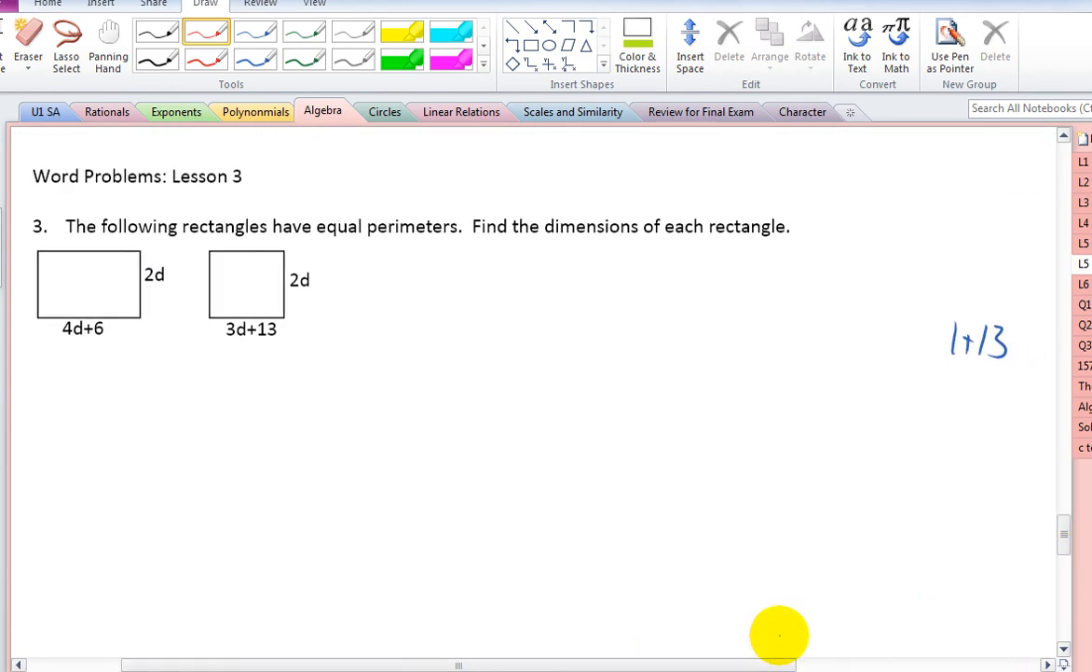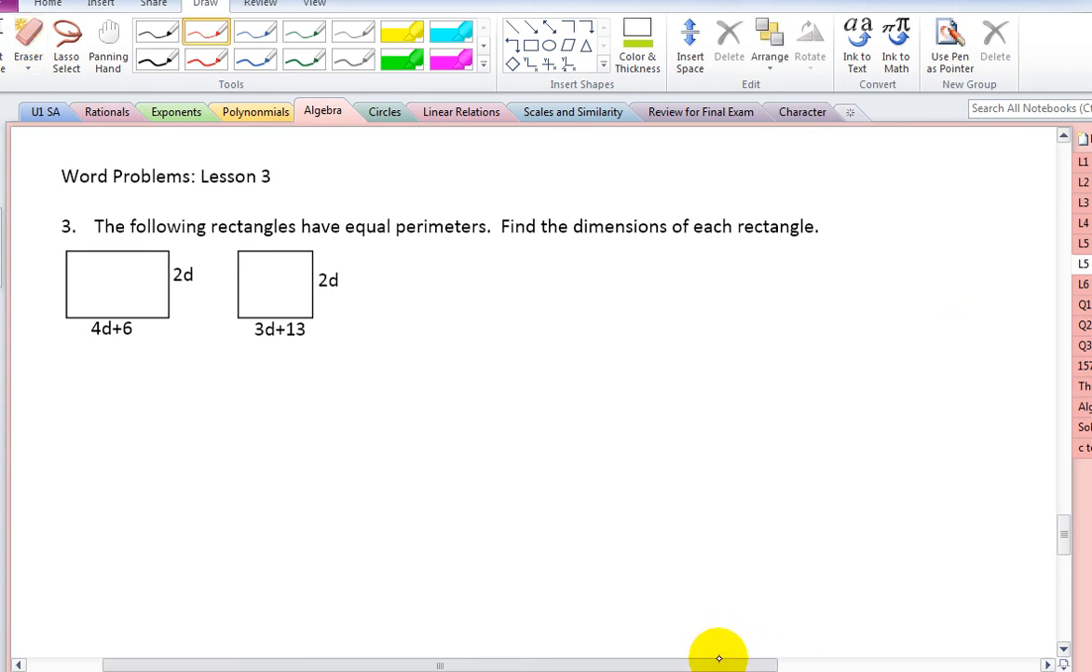So the perimeter ones are classics. Okay. How many sides are there on a rectangle? 4. Okay, so we want to know these have equal perimeters. Find the dimensions. So we have rectangle 1 equals rectangle 2. Now remember, there's a 2D on the left and the right, and a 4D plus 6 on the top and the bottom. So there's 2 of each. So the perimeter of a rectangle could be 2 lengths plus 2 widths. Okay. So keep that in mind.